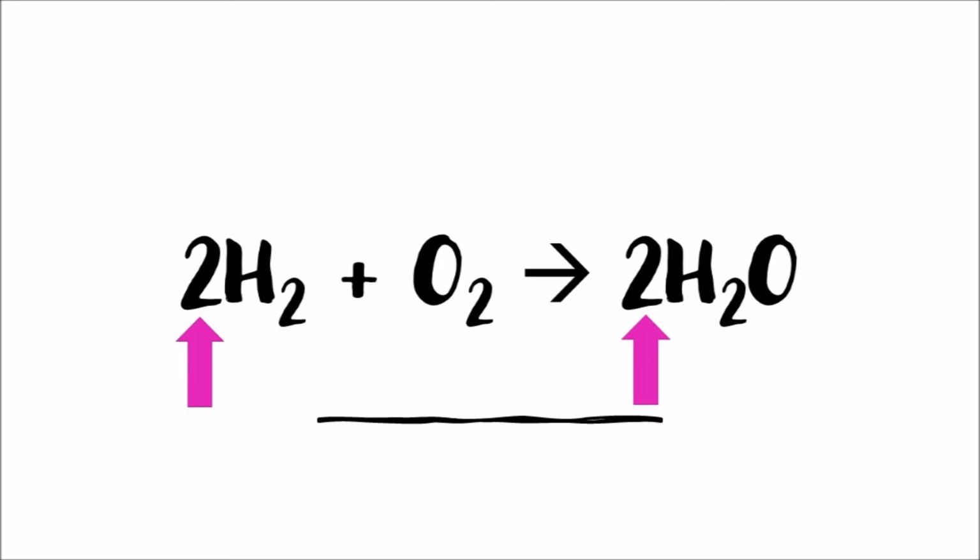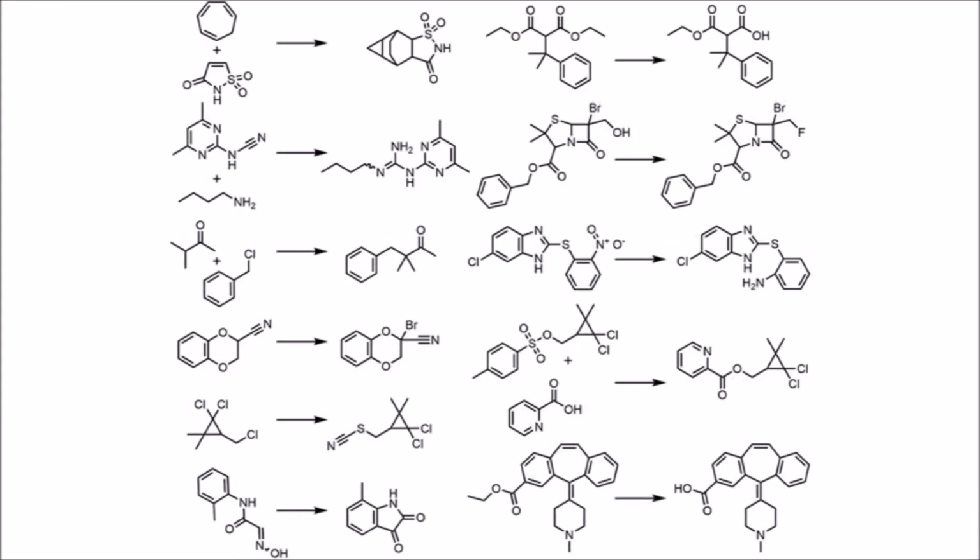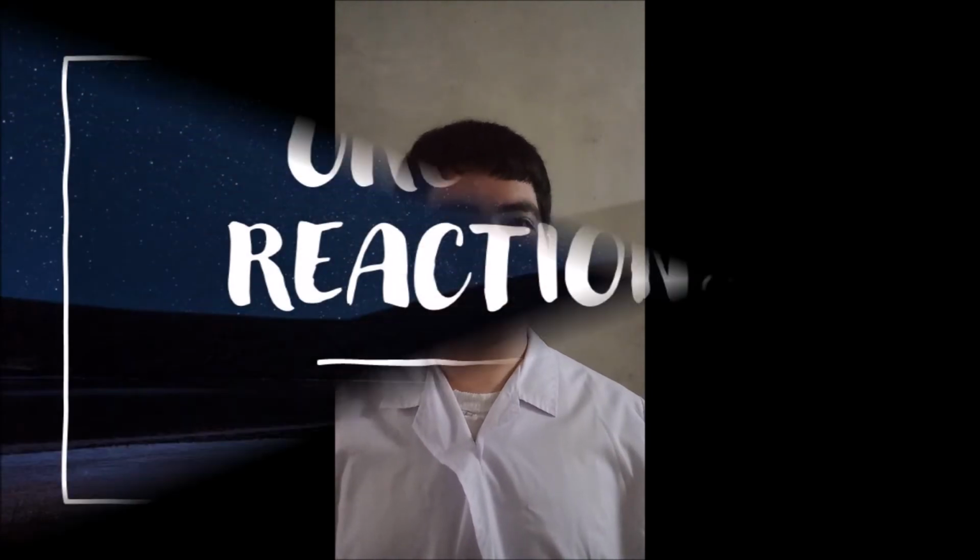It is very important to balance chemical equations. Whatever is found in the reactant side must also be found on the product side. So you might say it's easy to understand chemical equations. Well, can you understand these? Or these? My name is Rewey, and today we will talk about organic reactions.